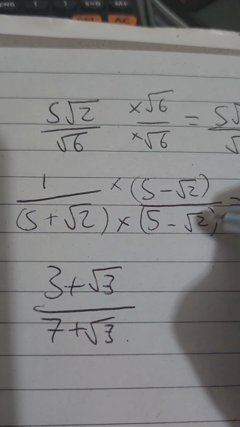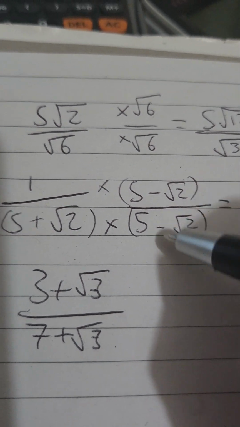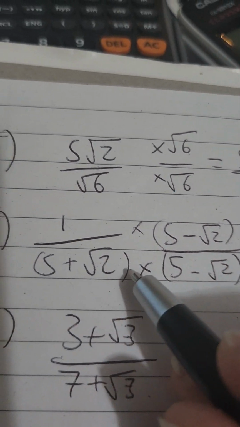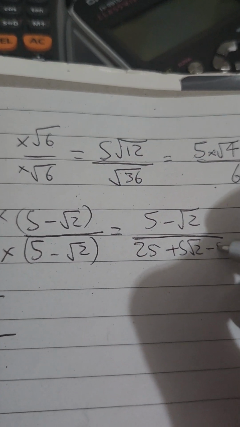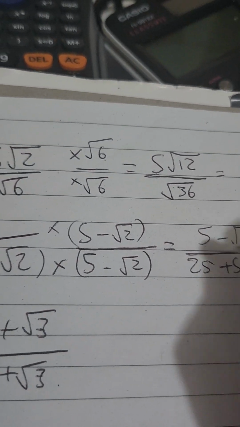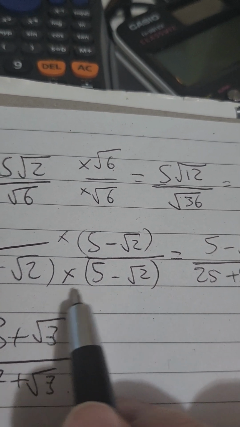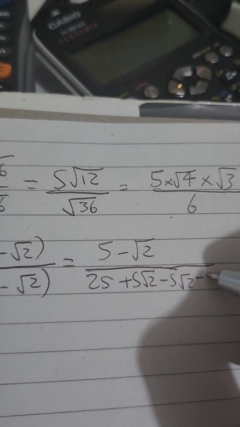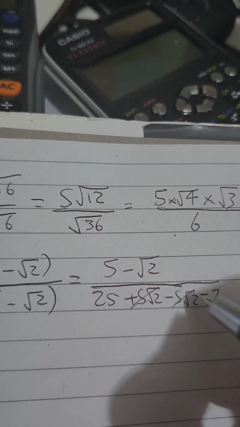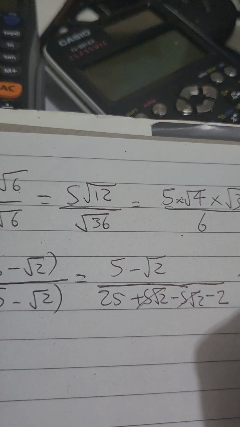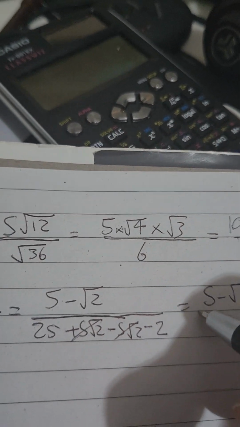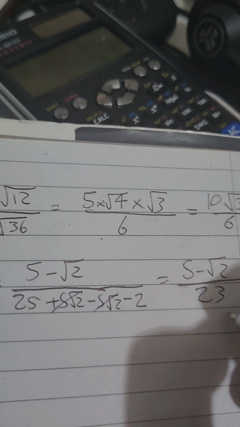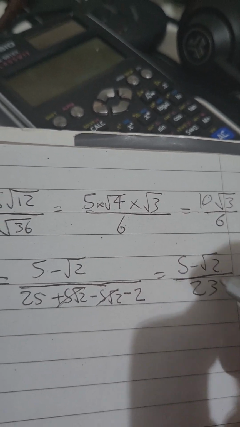If I multiply out the bottom, I get 5 times 5, which is 25. I've got root 2 times 5, which is plus 5 root 2. Then I've got 5 times minus root 2, so that's minus 5 root 2. And then the last bit is root 2 times negative root 2, so that's going to be minus root 4. And the square root of 4 is 2, so it's minus 2. The middle bit there cancels out. And then I'm left with just 5 minus root 2 on top, all over 25 minus 2 gives me 23. Our number on the bottom is now an ordinary number, so we've rationalised that denominator.